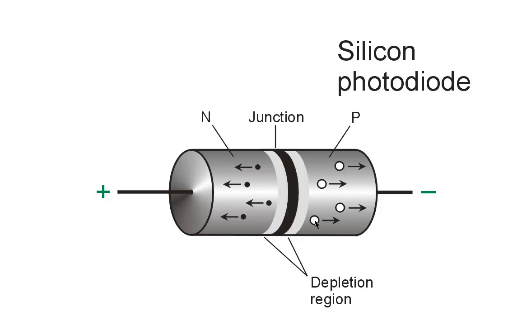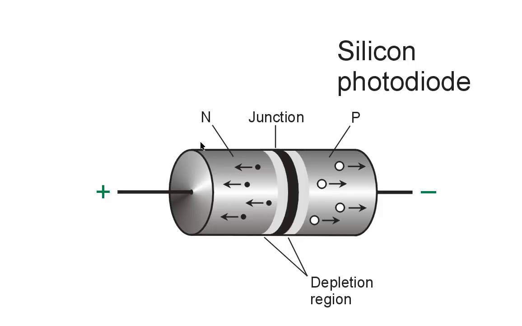These white dots represent holes, which are positive charge carriers. They are attracted to the negative polarity, away from the junction. These little black dots here represent electrons, negative charge carriers attracted to the positive polarity, also away from the junction. So that creates this depletion region right around the junction, which acts more or less like the dielectric in a capacitor and prevents the diode from conducting.